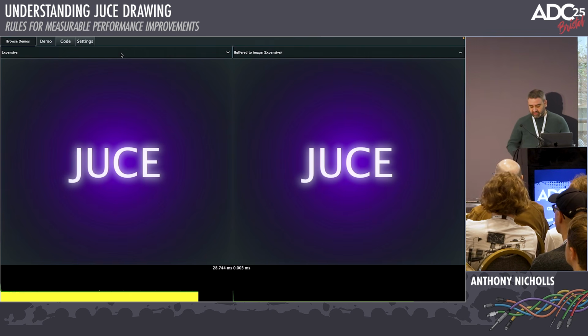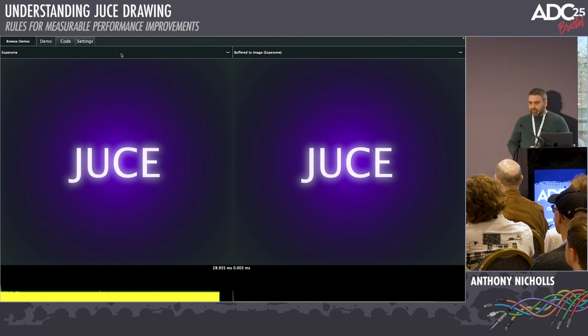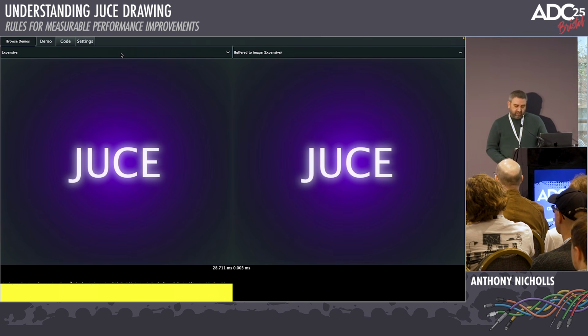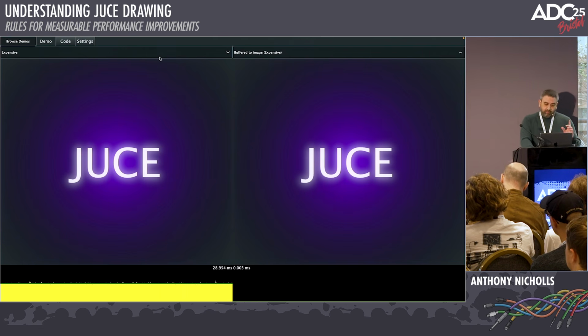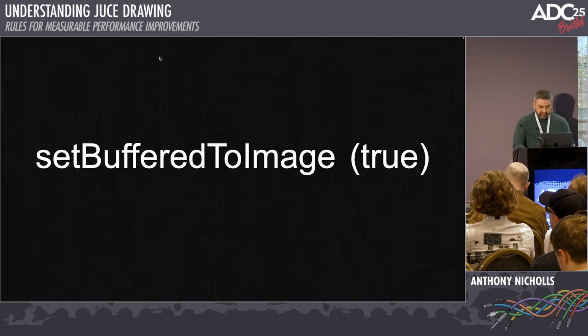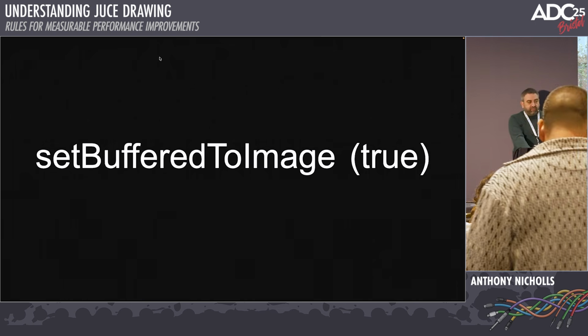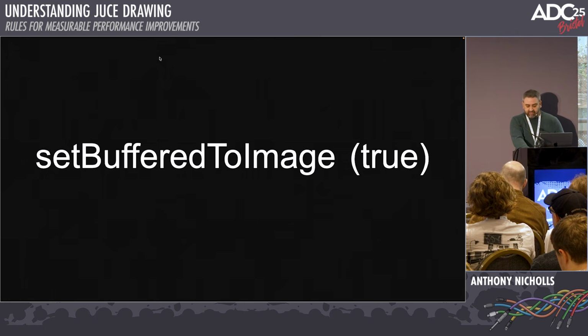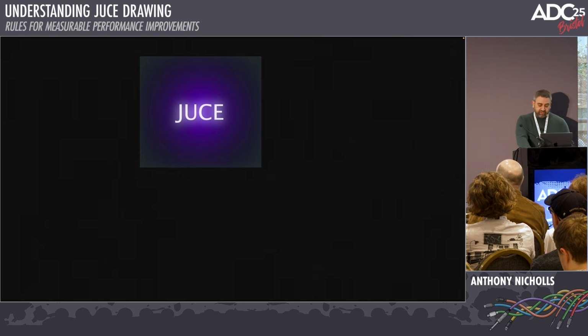I guess it's worth saying that JUCE by default almost treats all components as if they're always invalid. It's like they will always just repaint everything. And setting buffer to image is a way of caching your drawing. It's a caching technique. But I have noticed over the years that a lot of people get tripped up by setBufferedToImage, so I want to talk a little about that. I think this is covered in the docs, but it still took me years to realize exactly how it worked. And I know other very good senior JUCE developers who have been tripped up by this, so I thought it'd be good to get on record.